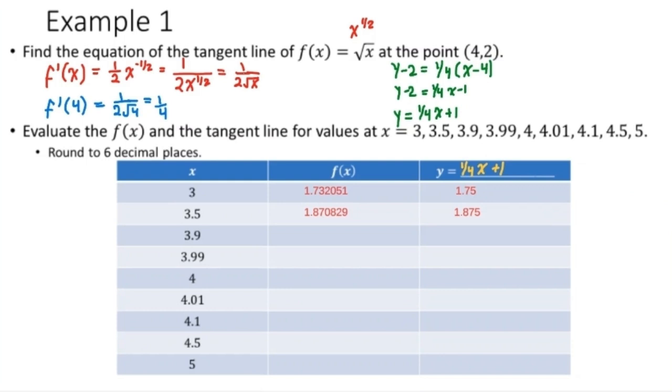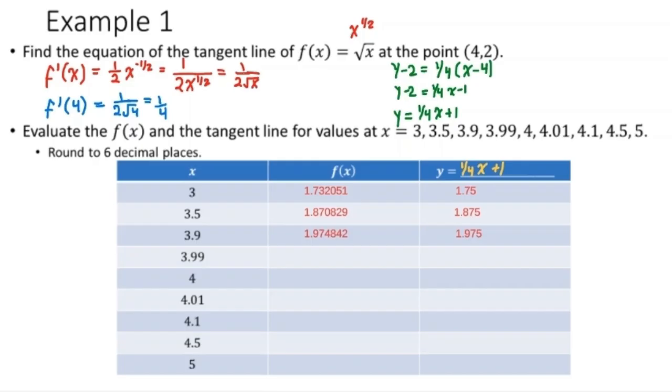When we plug 3.5 into our function and our tangent line, we get 1.870829 for f of 3.5, while our tangent line at 3.5 is 1.875. These two values at x equals 3.5 are even closer together than our function value and our tangent line were at x equals 3. Now we'll plug in 3.9 and we get 1.974842 for our function value at 3.9 and 1.975 for the value of our tangent line at 3.9. And we can see that our values are getting even closer still.